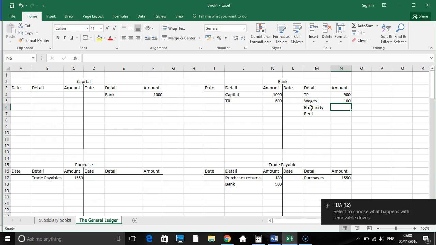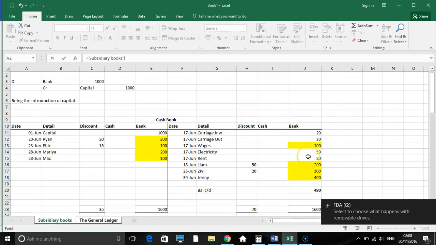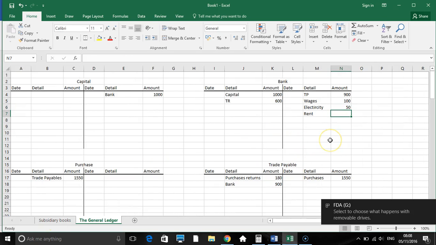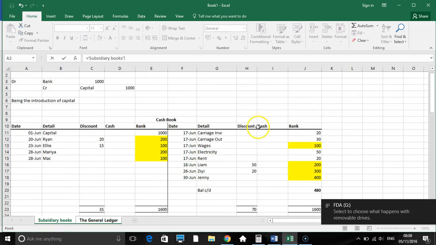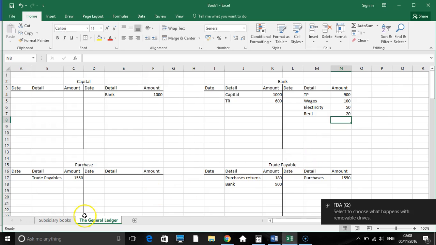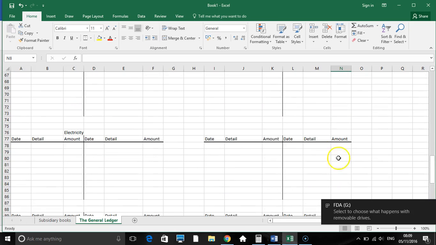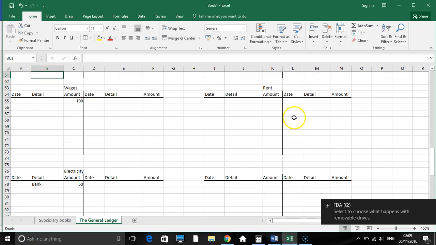And so, what do we have here? We have electricity, let's bring that in from here. Electricity is 50, and rent is 20. Good. And so we have electricity and water. That's the label bank. Rent 20. Bank. Okay, right. So that's what we have.